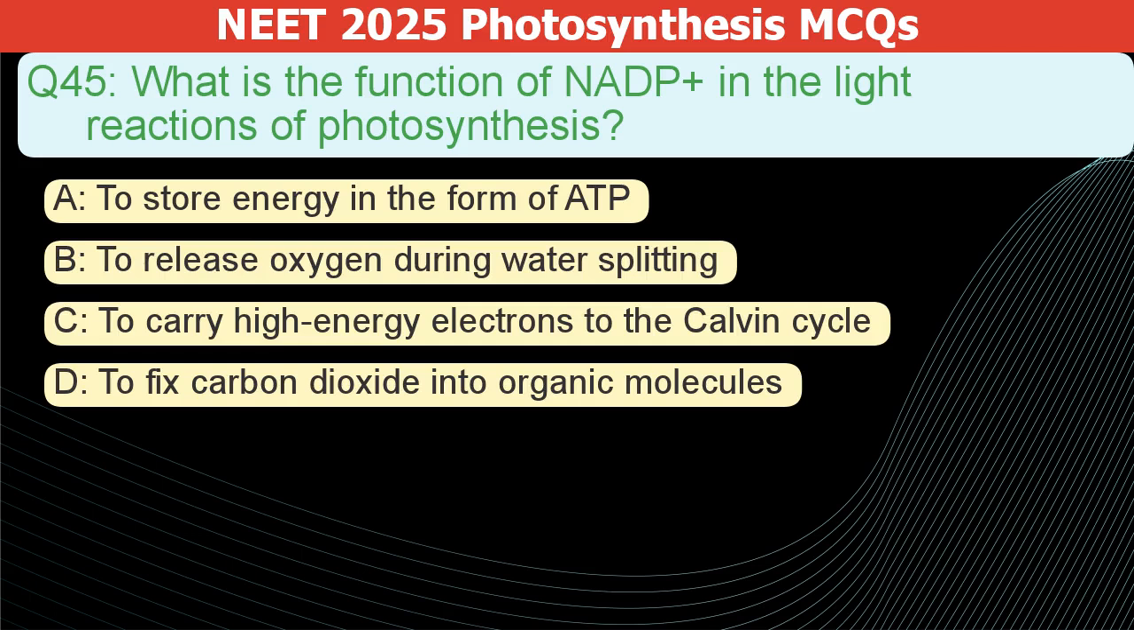What is the function of NADP plus in the light reactions of photosynthesis? A. To store energy in the form of ATP. B. To release oxygen during water splitting. C. To carry high-energy electrons to the Calvin cycle. D. To fix carbon dioxide into organic molecules.